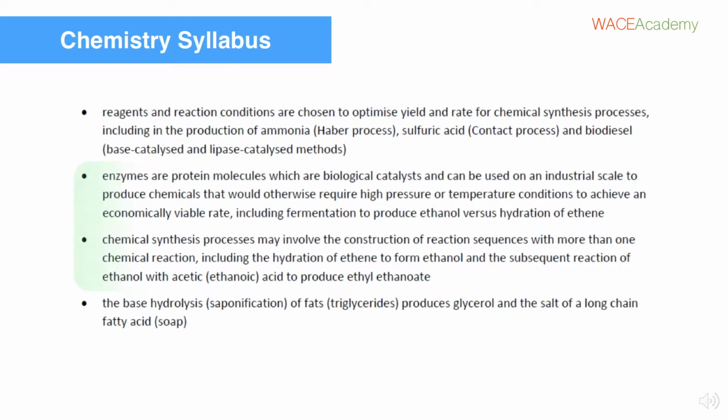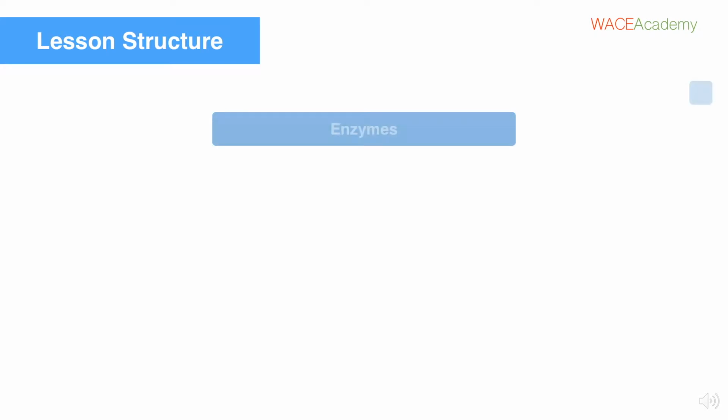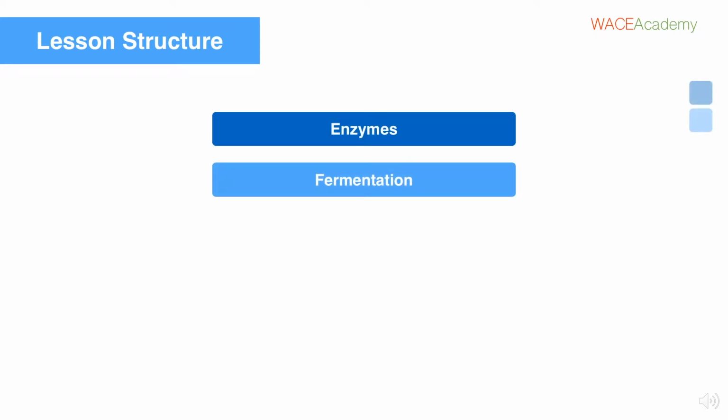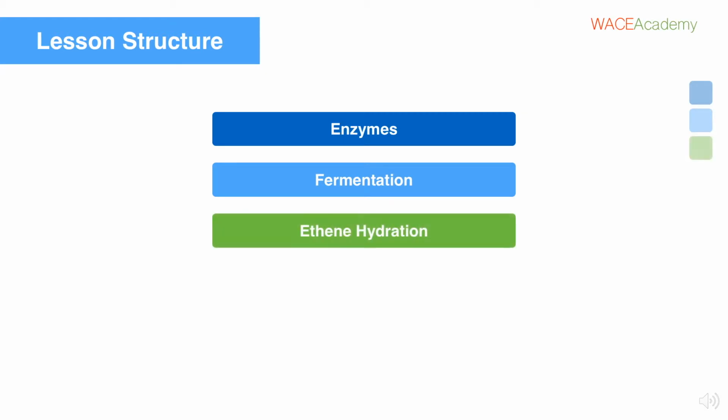In this lesson, we will be covering dot points 5 and 6 of the subtopic Chemical Synthesis of Unit 4. To begin this lesson, we'll first look at the role of enzymes in fermentation and how this is used to produce ethanol. Then we'll learn about the hydration of ethene as an additional process used to produce ethanol. And finally, the production of the ester ethyl ethanoate.